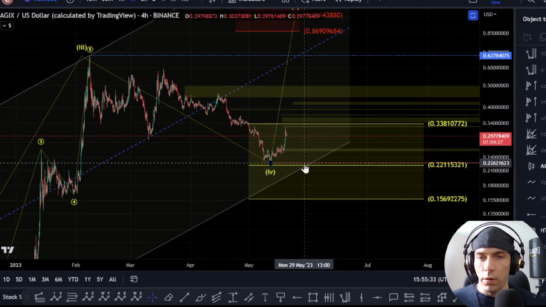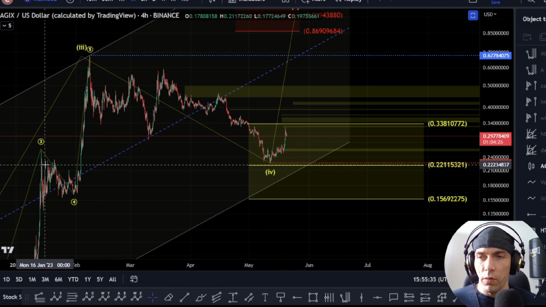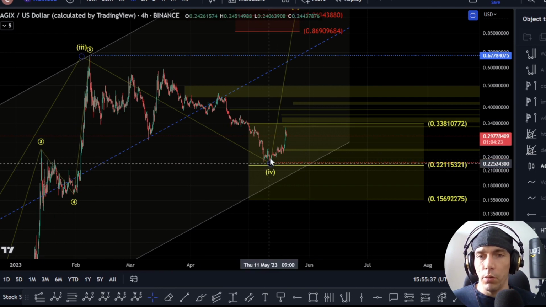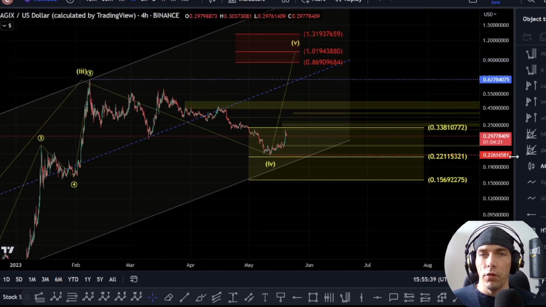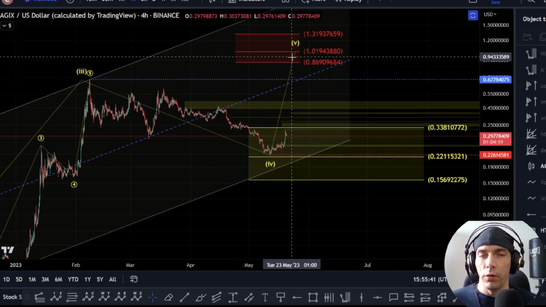We have also come down and interacted with the top end of this move here as a fourth wave, so we need to always be aware that we could be looking for the potential to actually already move up for this fifth wave to the upside.